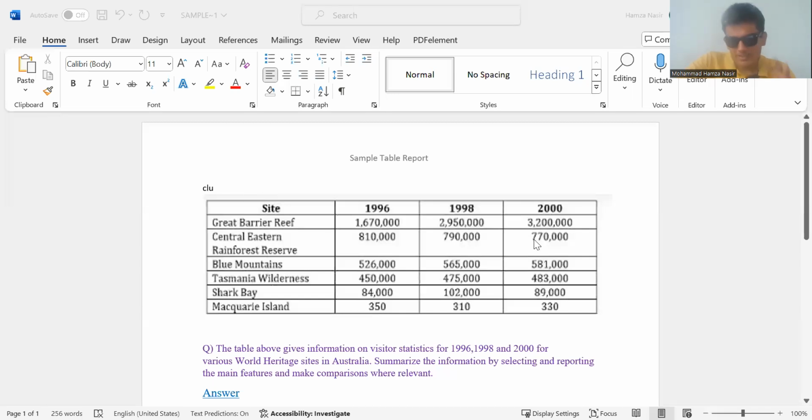Today we are going to be discussing a sample table report. So without further ado, I'm going to be doing the screen share. And basically you have this table over here that has 4 columns.